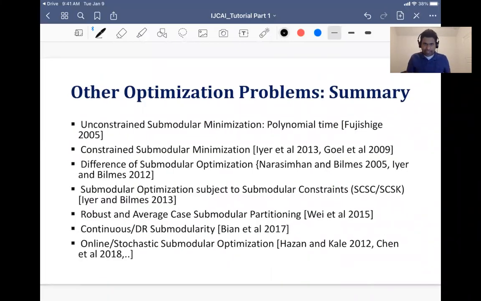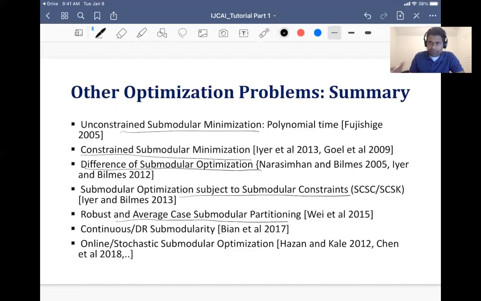There are several other optimization problems in submodular optimization which we didn't study in this tutorial. One is unconstrained submodular minimization, which is polynomial time. Then there is constrained submodular minimization, difference of submodular minimization, submodular optimization subject to submodular constraints, also called SCSC and SCSK, robust and average cost submodular partitioning. We didn't talk about submodular partitioning, but this is very natural for many applications in data partitioning, for example clustering, distributed training, diversified training, and so on. Then there is continuous submodularity, online optimization, and so on.